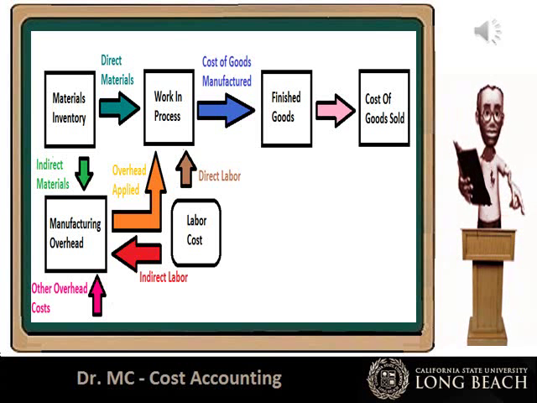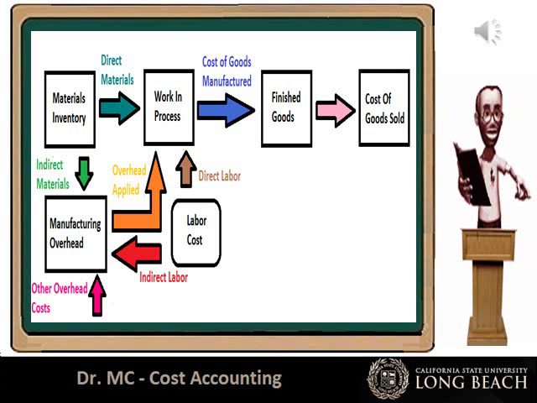When any other factory cost is incurred, it is charged to manufacturing overhead. This charge is represented by the magenta arrow. Periodically, all of the costs that are being accumulated in the manufacturing overhead account are transferred or applied to the jobs in the work in process account. This transfer is represented by the orange arrow. As jobs are completed, their cost is transferred from the work in process account to the finished goods account. This transfer is represented by the blue arrow.